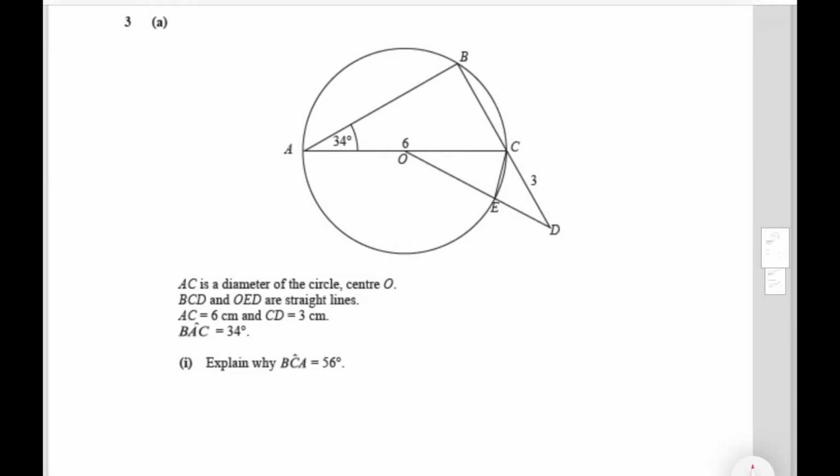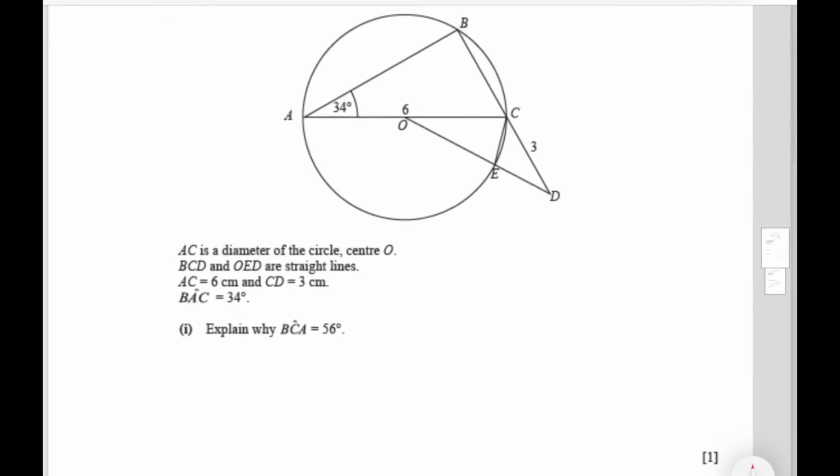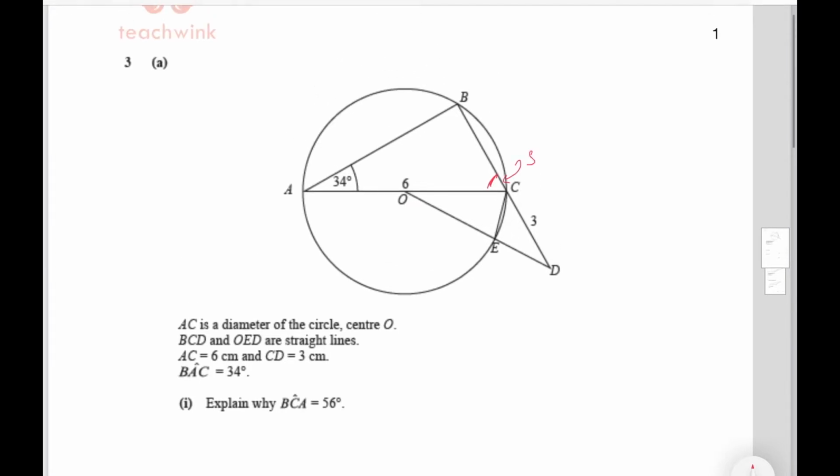The question reads, AC is the diameter of the circle with center O. BCD and OED are straight lines. AC is 6 centimeters and CD is 3 centimeters. Angle BAC is 34 degrees. The first part says explain why BCA is 56 degrees. That means they're talking about this angle right here. They're saying why is this 56 degrees.